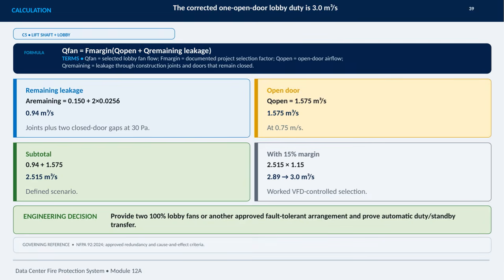Applying the 15% selection margin produces 2.89 cubic meters per second, which is rounded to the corrected selection of 3.0 cubic meters per second. The engineering decision is equally important. Provide two 100% lobby fans, or another approved fault-tolerant arrangement, and demonstrate automatic duty-to-standby transfer. That arrangement must align with the approved redundancy and cause-and-effect criteria referenced in NFPA 92/2024.